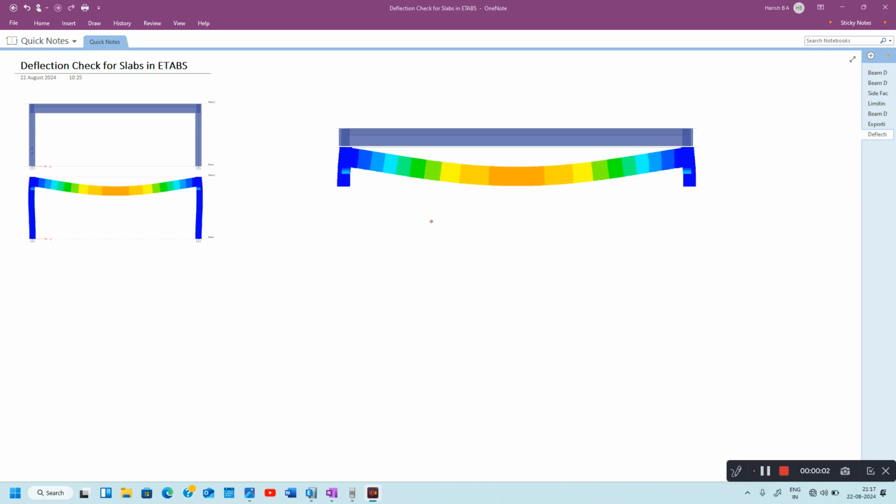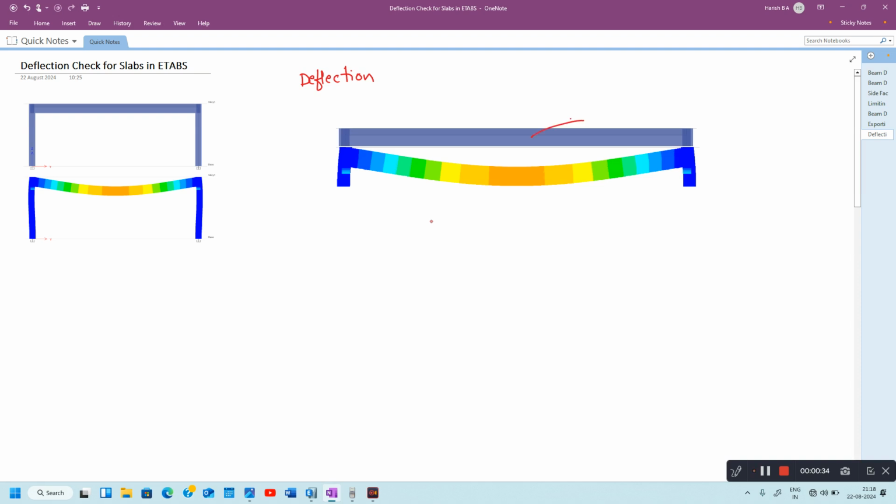So in this lecture, I will show how to check deflection for slabs in ETABS. First, let me see what deflection is. Deflection is the vertical distance between the original axis of the beam and the elastic curve.